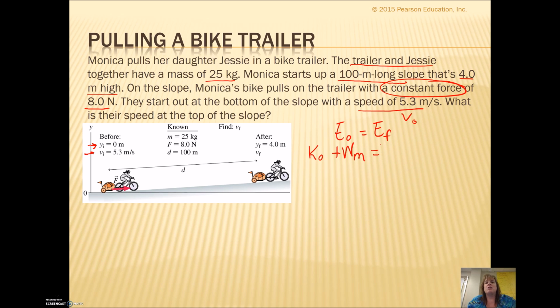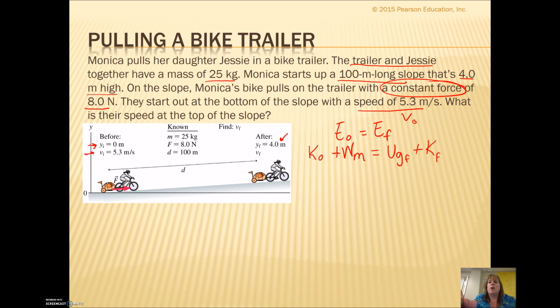All right, those are my initial energies. What are my final energies? Do I have height? Yes, I do. Afterwards, I have a height of 4 meters. So that means that in the final case, I have gravitational potential energy. Do I have speed? I should, because that's what I'm trying to calculate. So that means I have final kinetic energy. And do I have thermal energy? Well, it doesn't tell me anything about thermal energy, so we're going to say no. And I still don't have a spring. So energy in equals energy out.